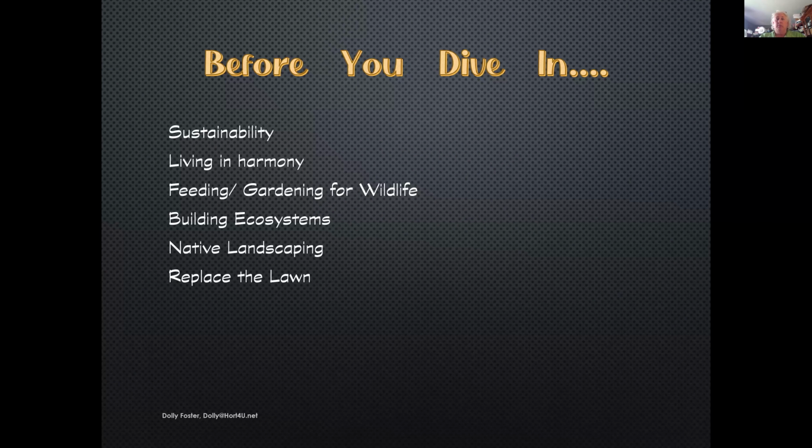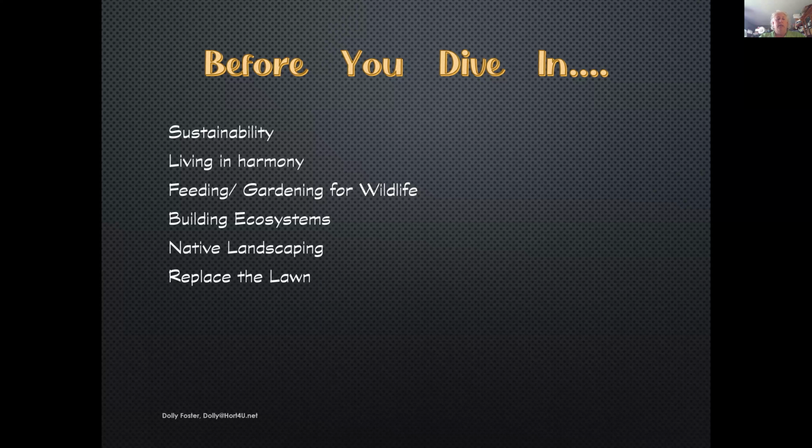Landscaping for sustainability or sustainable landscaping you're going to run into. Living in harmony with nature is another concept. Feeding or gardening for wildlife is big right now. Building ecosystems, that's another term. Native landscaping, natural landscaping, that's a term that will come up. And replacing the lawn.